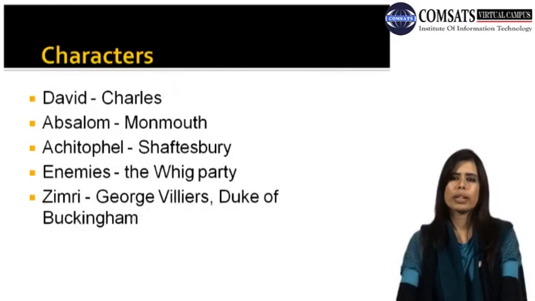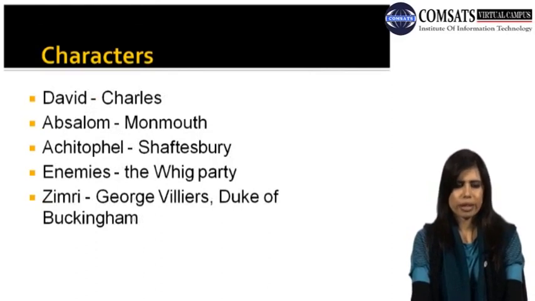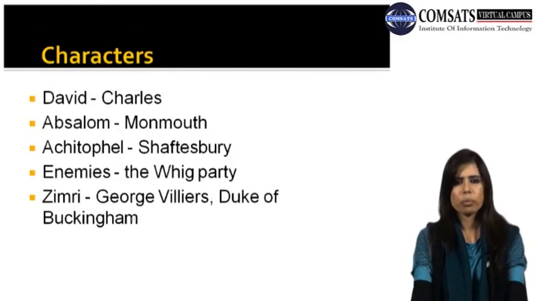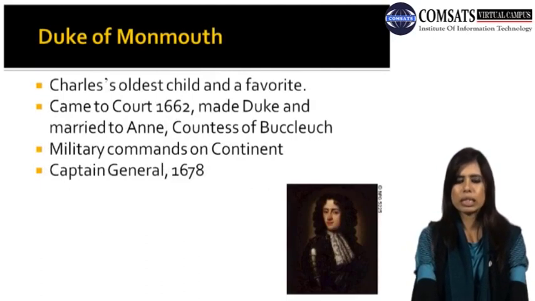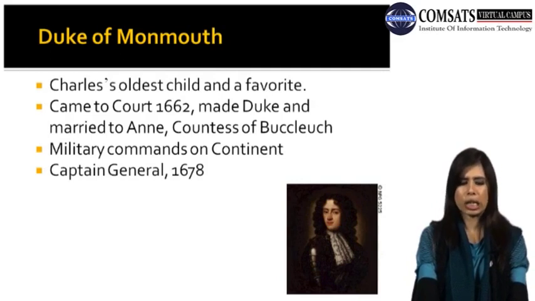Fine. What were the characters in his work? David, that was basically the character of Charles. Absalom, Monmouth. Achitophel, Shaftesbury himself. Enemies, the Whig party. Zimri, George Villiers, Duke of Buckingham. Monmouth, Charles' oldest child and a favorite. He was basically his favorite child.